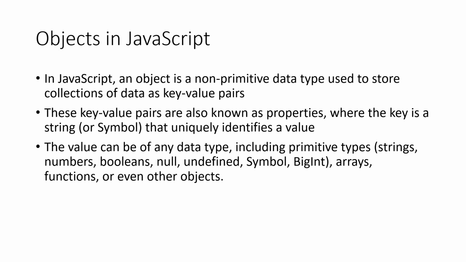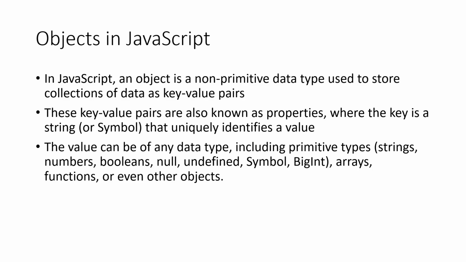In this video, let us see what objects are in JavaScript and how we can use them. In JavaScript, an object is a non-primitive data type, used to store collections of data as key value pairs. So in JavaScript, an object is a custom defined data type, that means a user defined data type. We can use this to save the key value pairs.